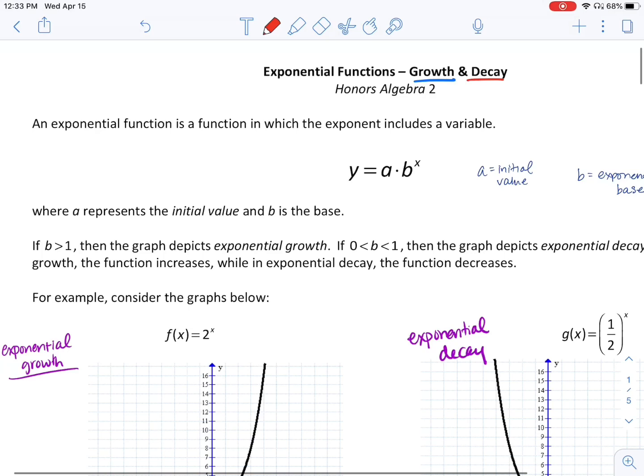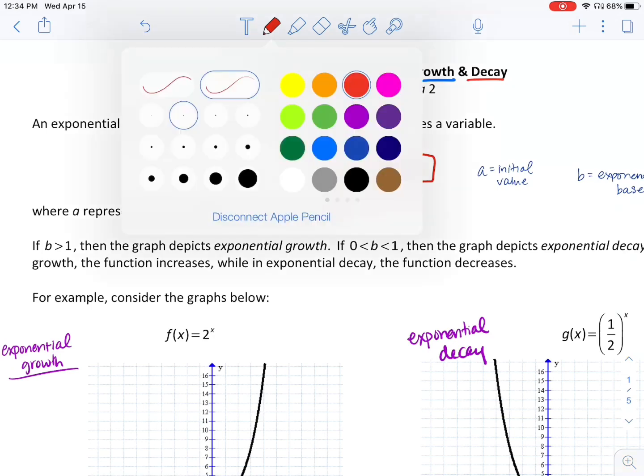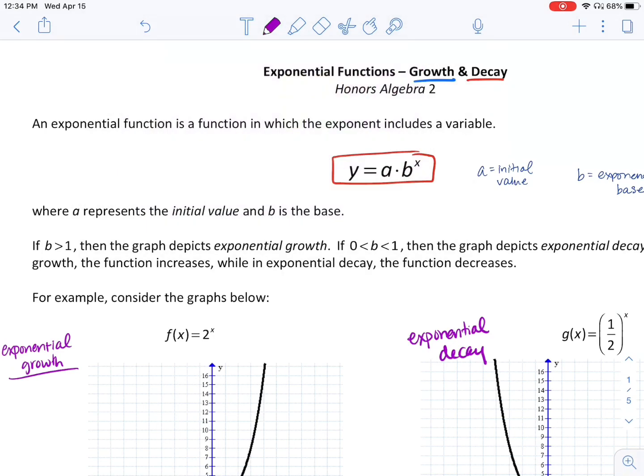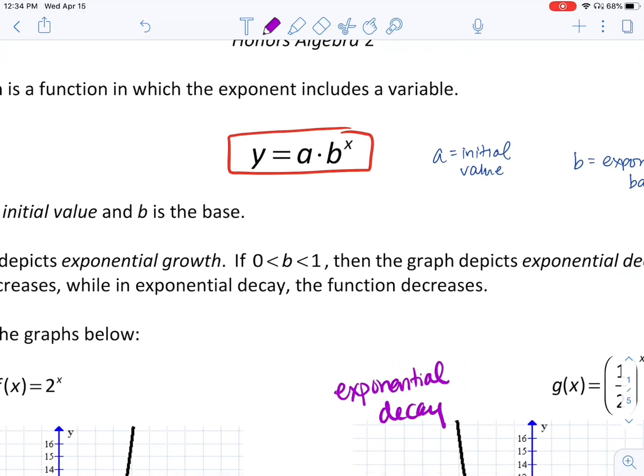In general, an exponential function is defined according to y equals a times b to the x. A and b have very significant importance in this equation. A is called the initial value. It's called the initial value because it's the value that the function takes on when x is equal to 0. Graphically, we usually call that the y-intercept, so long as the function hasn't been transformed.